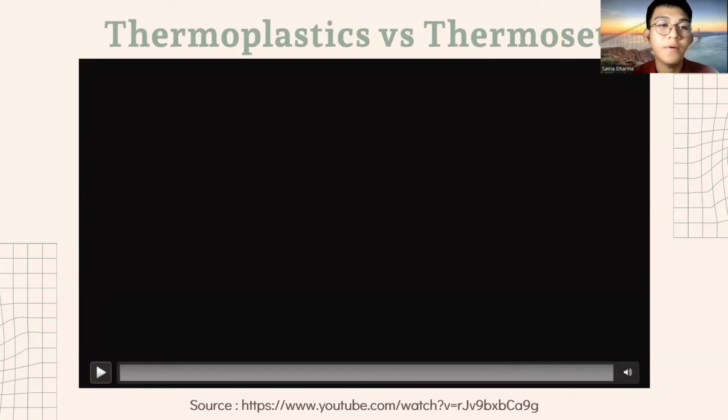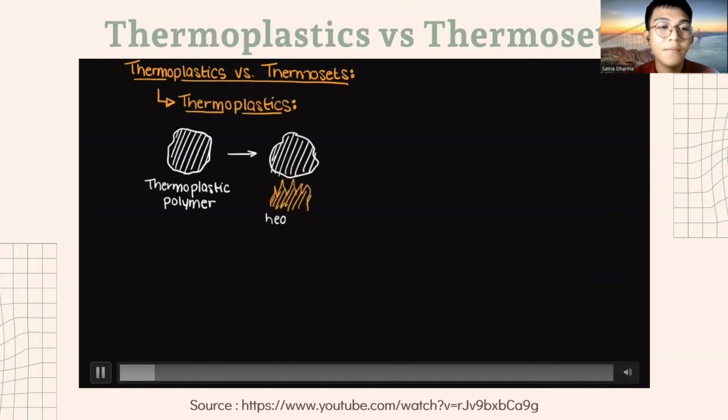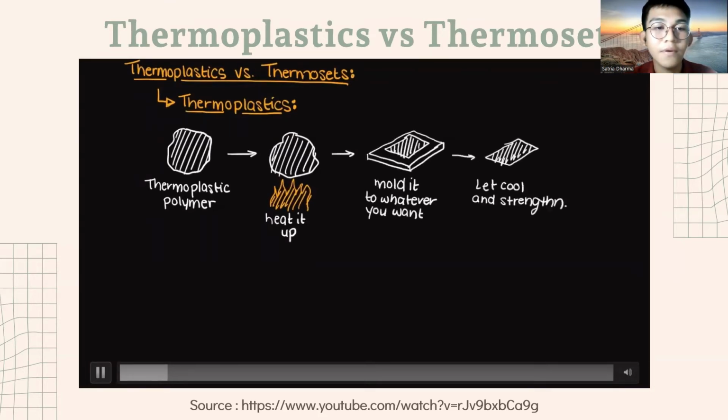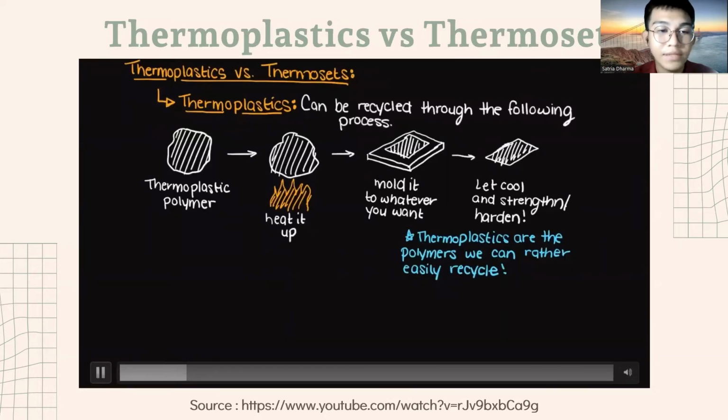And we move to thermoplastic versus thermoset. So thermoplastics are heated up and then molded to whatever you want, and let cool and shrink or harden. Thermoplastics are the polymers we can rather easily recycle. So basically, thermoplastic can be recycled through the following process.